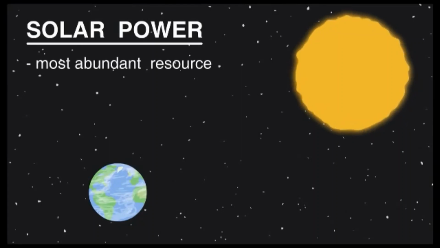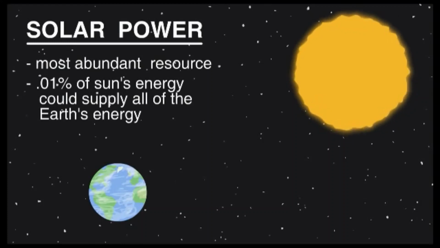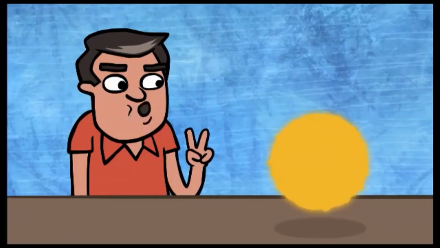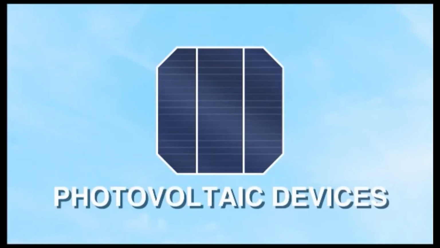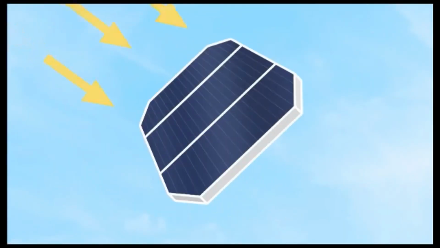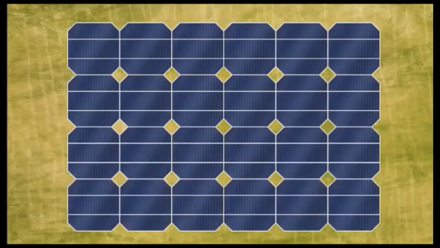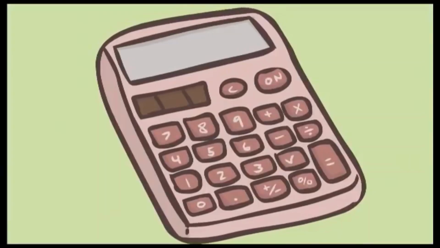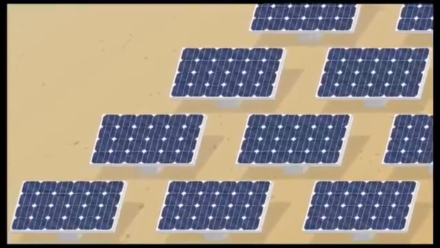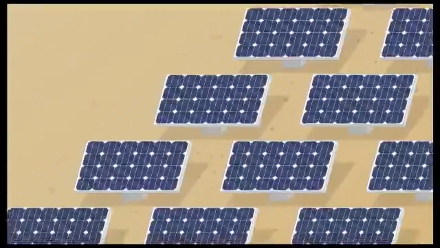Solar power is the most abundant, most renewable resource we have. If we could collect 1/100th of 1% of the sun's energy reaching the earth, it would be more energy than all humans use today. There are 2 ways of capturing the power of the sun. First is photovoltaic devices, more commonly known as solar cells. They change sunlight directly into electricity. These individual cells are joined together to make solar panels. These can be placed on rooftops, in calculators, and even on large-scale fields covering many acres to power cities.